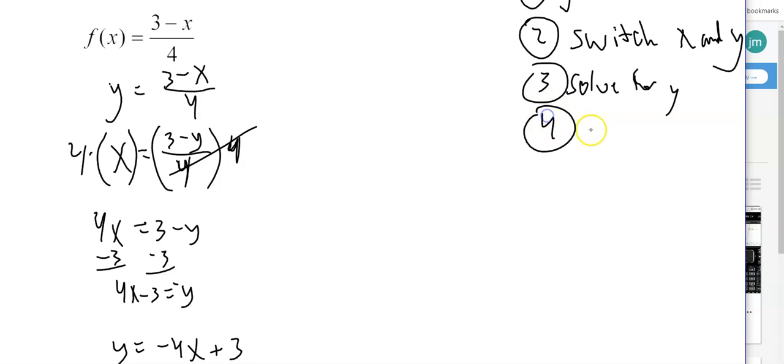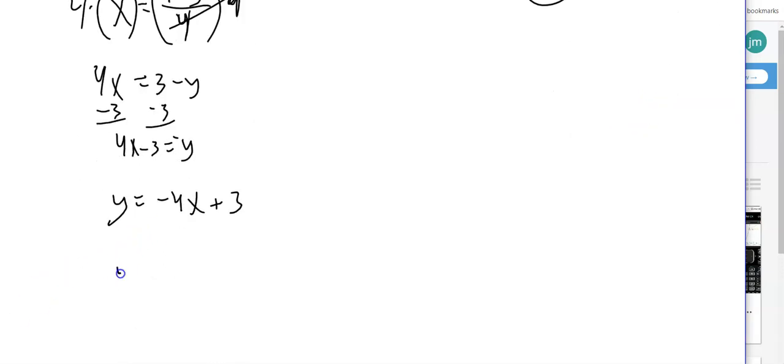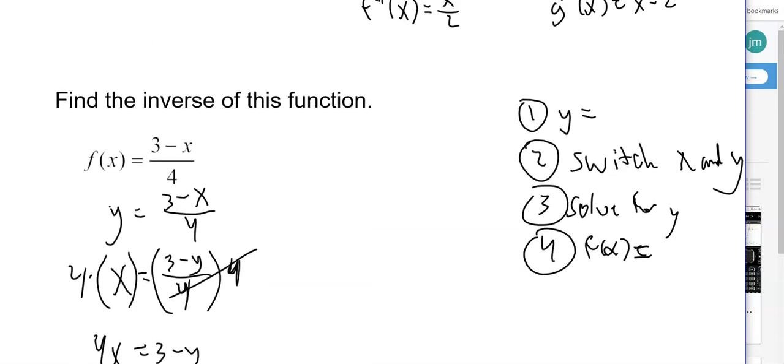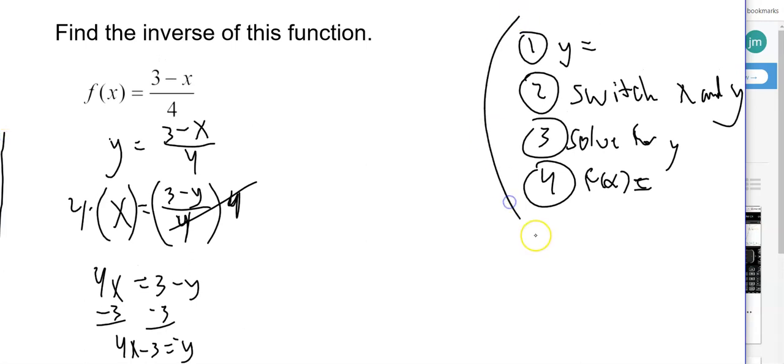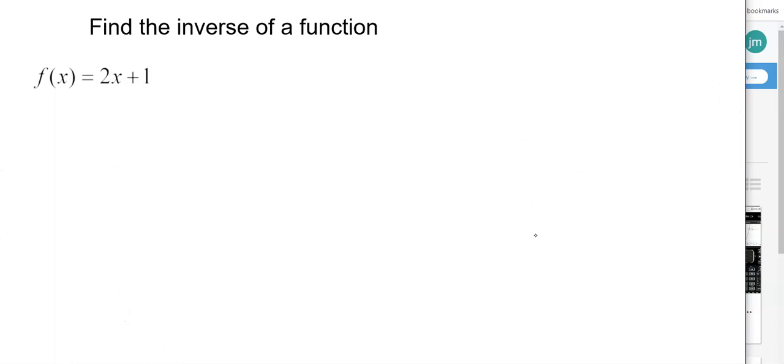And last step is to write it as f of x equals. We started by saying y equals, and now we're going to change it back to f of x, or whatever the function's name is. See if it makes sense. So the original function is we're subtracting from 3. Now we're adding 3. We're dividing by 4 in the original. We're multiplying by negative 4. So it's kind of related there. It gets a little confusing at times. That's why this method really helps. So I think this 4-step method really helps you solve and find the inverse algebraically.